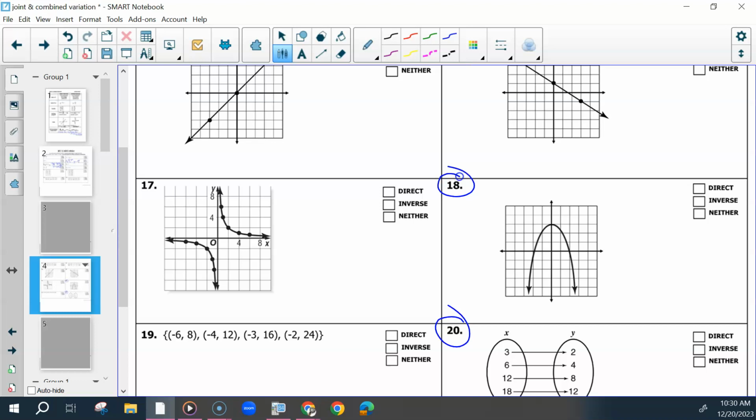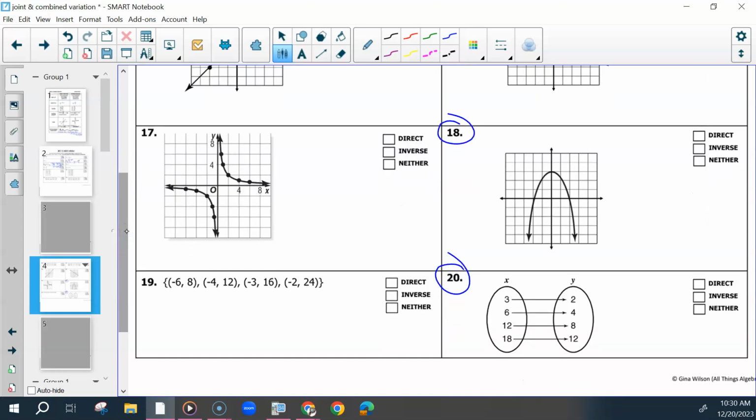So for 18, we have a graph. We have to decide, is this direct, inverse, or neither? Remember that direct is a line that goes to the origin. Your inverse is the hyperbola with the two curves. Is this direct, inverse, or neither? Neither. It is not a line, and it is not this. So it is neither.